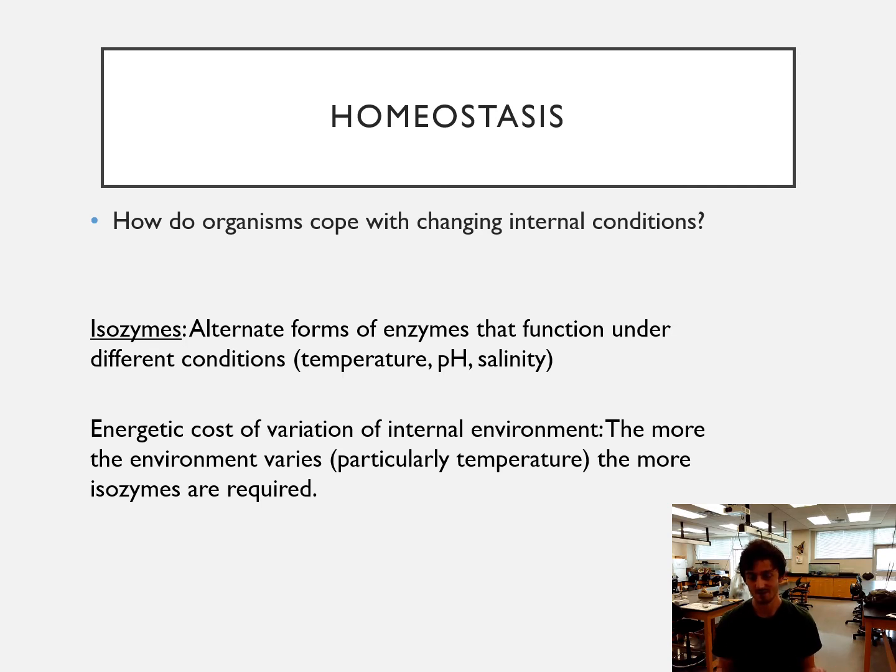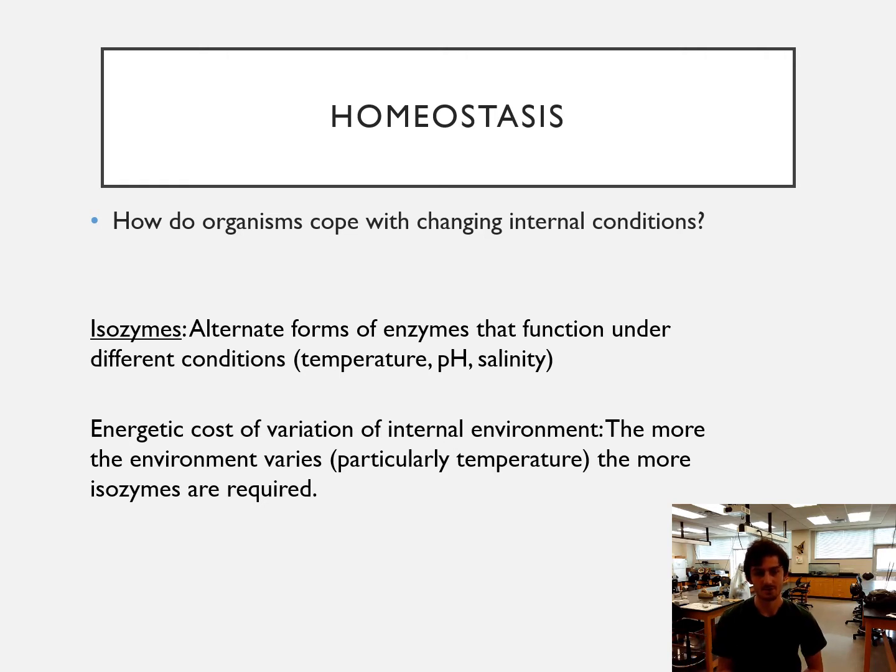So it's kind of a cost-benefit comparison. Enzymes are readily available, but they only function under a very narrow set of conditions, whereas isozymes are extremely expensive to form, but they can function outside of those conditions, such as higher temperature, lower pH, so much more acidic, or even higher or lower salinity than the organism's used to.